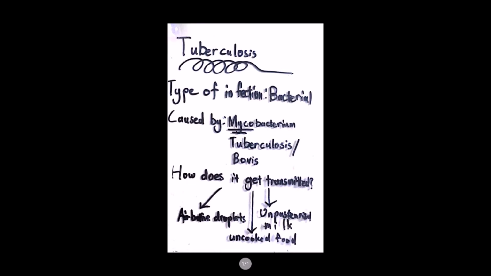So why the name myco in front of the bacterium, Mycobacterium? The prefix myco basically means fungi in Greek, which translates to slow growing. So Mycobacterium, slow growing bacteria. Quite easy to remember, right? So tuberculosis is mainly transmitted via airborne droplets and occasionally unpasteurized milk and uncooked food.